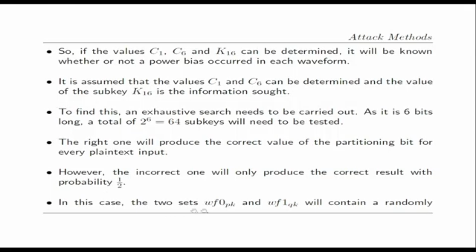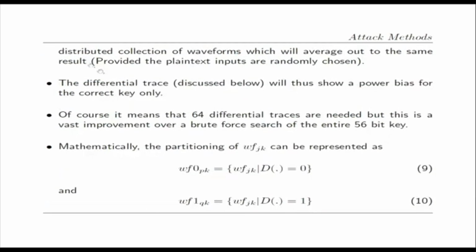So, in this case, the two sets, WF0 and WF1, will contain a randomly distributed collection of waveforms which will average out to the same result. The differential trace will thus show the power bias of the correct key only. Of course, this means that 64 different traces are needed, but this is a vast improvement over the brute force search of the entire 56-bit key.